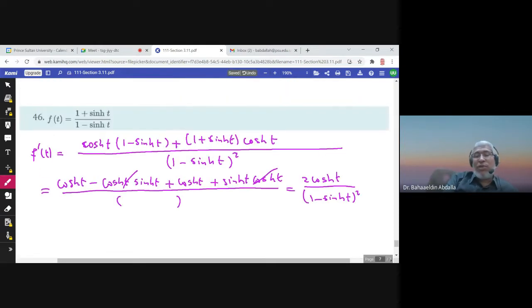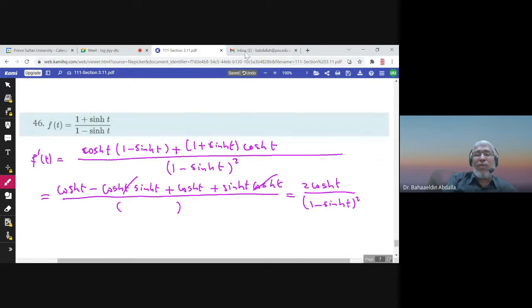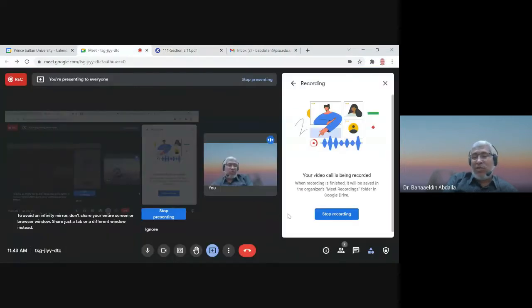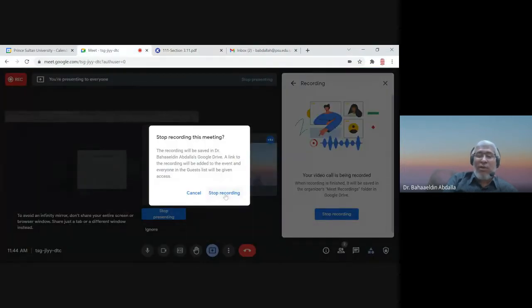I hope you understand now the hyperbolic functions and their identities.